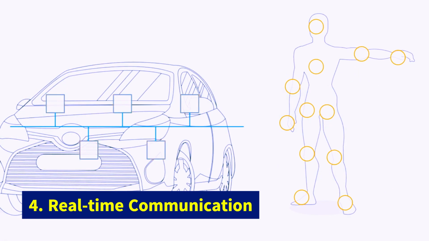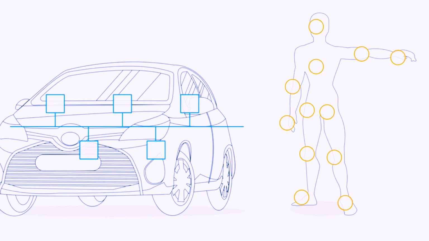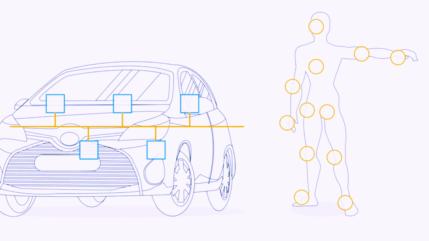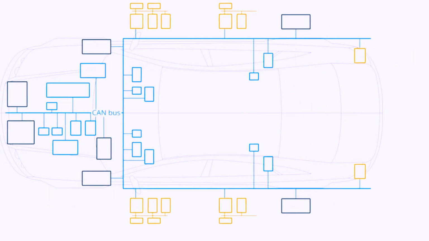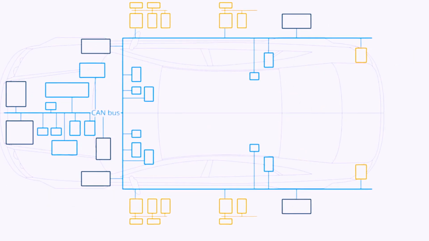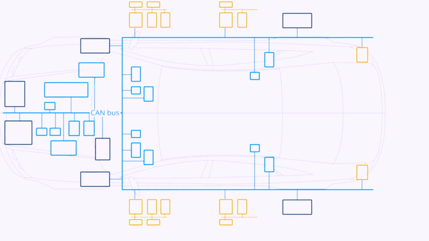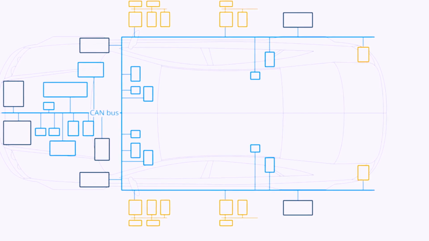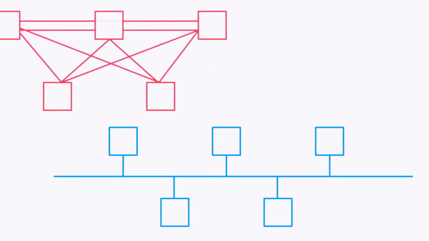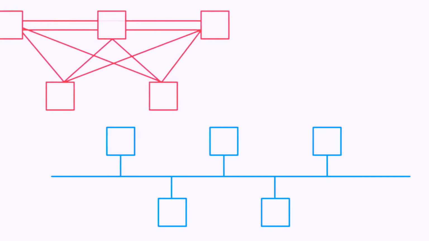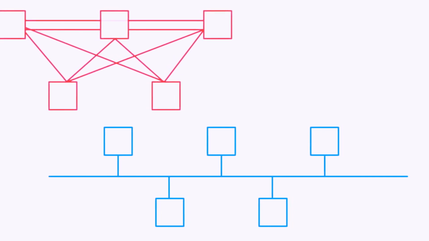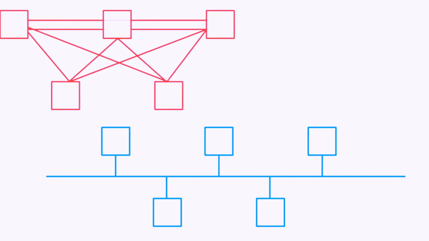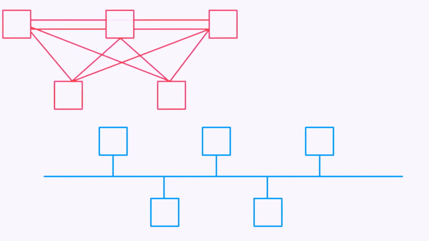4. Real-time communication. Many embedded applications require real-time or deterministic communication, where data must be transmitted and processed within strict timing constraints. Communication protocols designed for real-time systems, such as CAN, Controller Area Network, or Ethernet-based protocols with real-time extensions, facilitate timely and predictable data transmission.